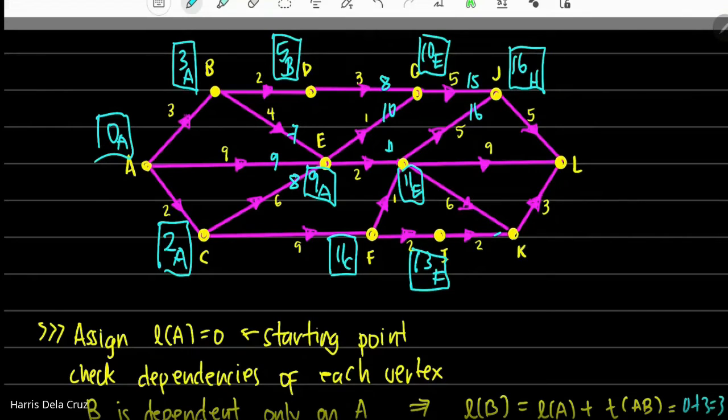Si K, dependent siya kay H saka kay I. Pag galing kay H, 11 plus 6, 17. Pag galing kay I, 13 plus 2, 15. Mas matagal yung galing kay H. So, 17K. Right. Now, si L, from J, 16 plus 5, 21. From H, 11 plus 9, 20. From K, 17 plus 3, 20. So, mas mahaba yung 21. So, 21 galing kay J.